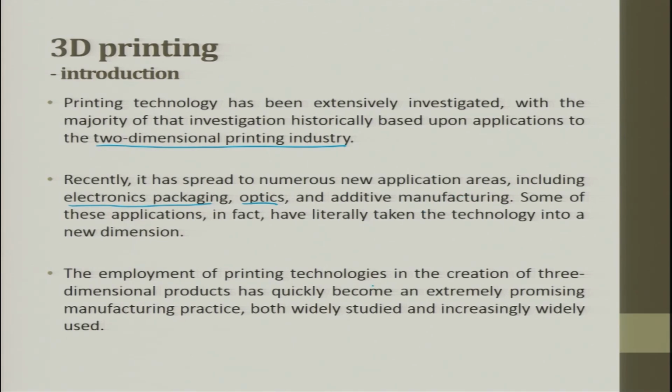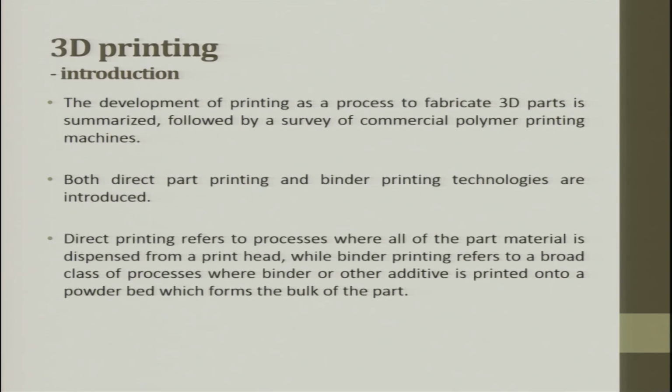The employment of printing technologies in the creation of 3-dimensional products has quickly become an extremely promising manufacturing practice, both widely studied and increasingly widely used. It is not in research, it has already come to application. The development of printing as a process to fabricate 3D parts is summarized, followed by a survey of commercial polymer printing machines. Both direct part printing and binder printing technology are introduced.